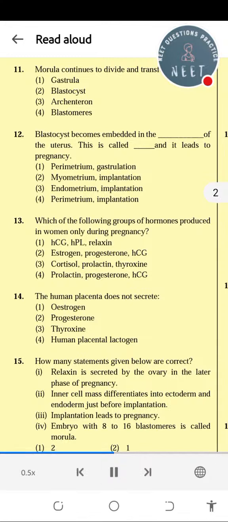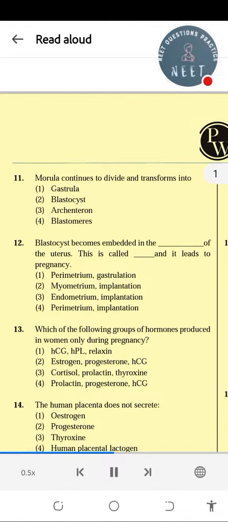14. The human placenta does not secrete: 1. Estrogen, 2. Progesterone, 3. Thyroxine, 4. Human placental lactogen.